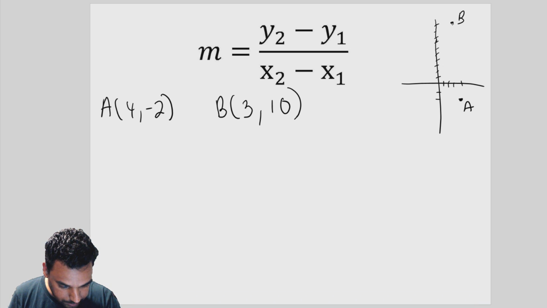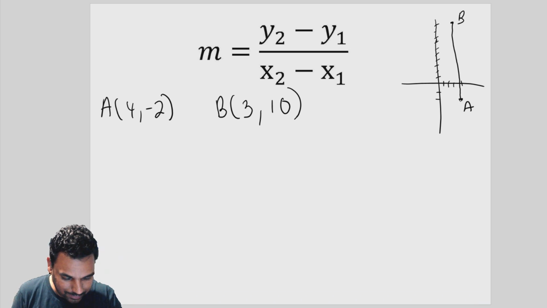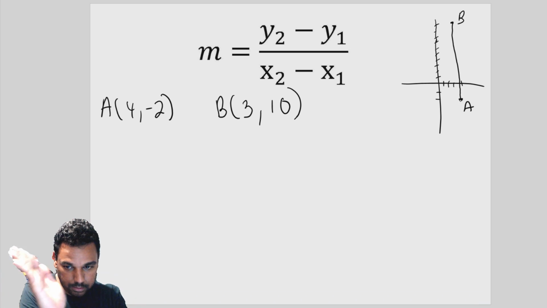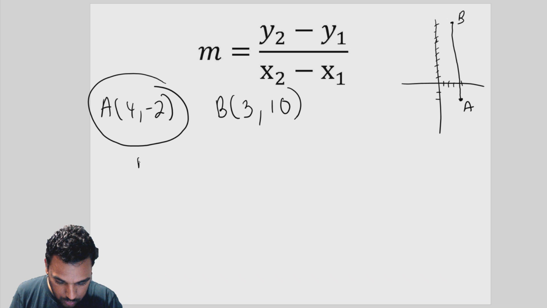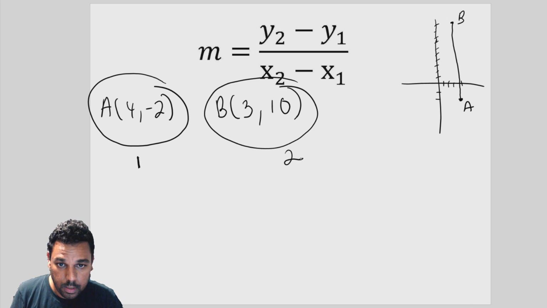So that's a really steep slope, and I could tell by the way it's slanted. It's slanted this way. That's a negative slope, but we'll see. Let's just use the formula, and whatever the formula tells us it is, it is. So when you're doing this, pick one of the points to be a 1 and pick the other one to be a 2. It doesn't matter. Let's say this is your 1 and this is your 2.